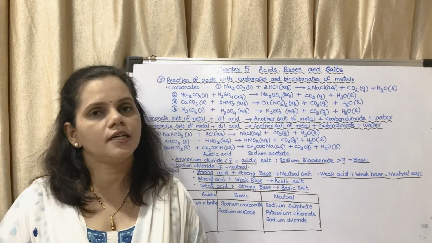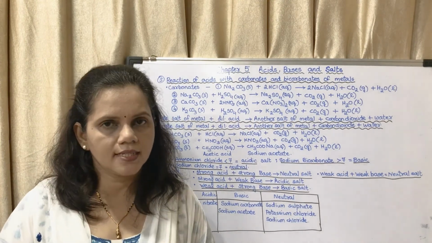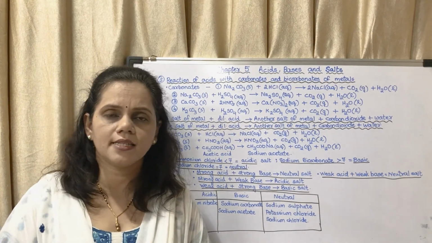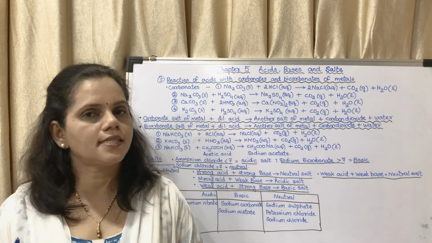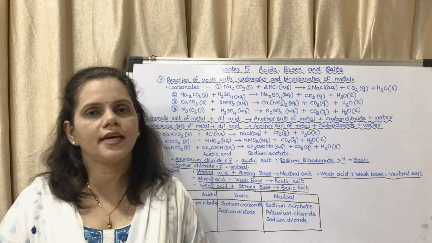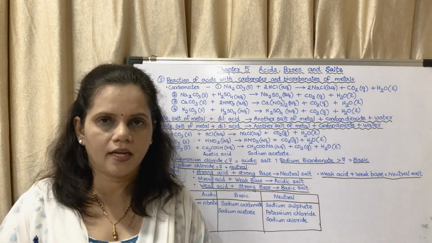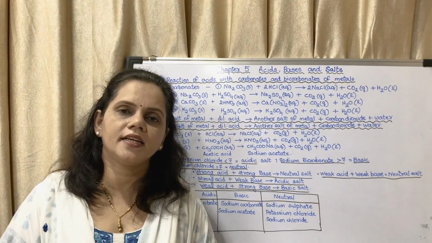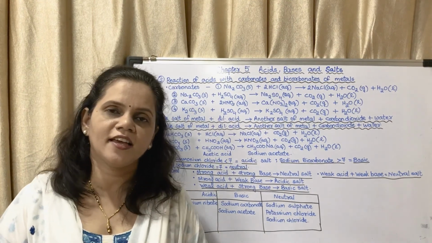So today we learnt about the reactions of acids and bases. First is neutralization, second is the reaction of metals with acids. Then we studied metal oxides plus acids, non-metal oxides plus bases, and the reactions of carbonates and bicarbonates, and the last topic, salts. If you have any doubt, you may ask. Go through the textbook very thoroughly. Okay, thank you.